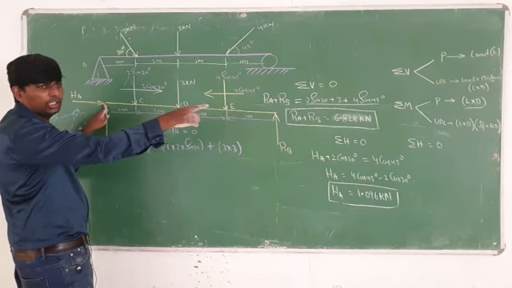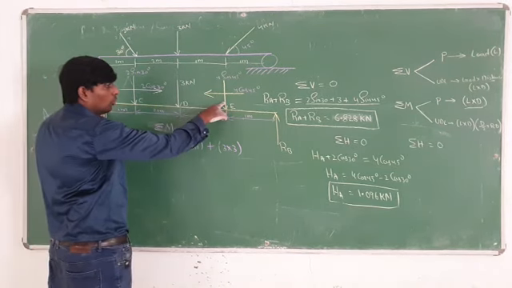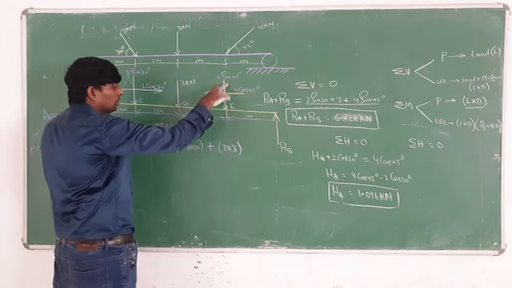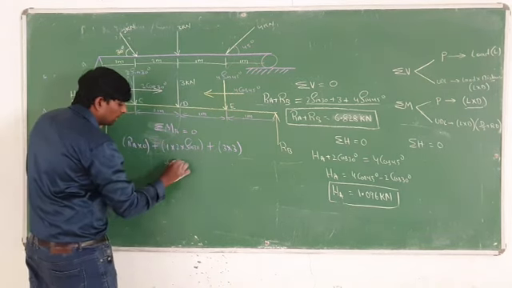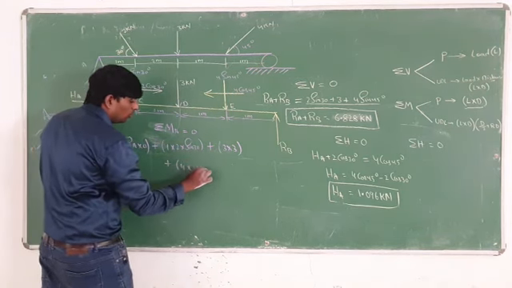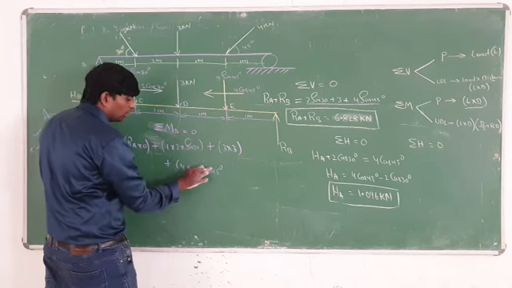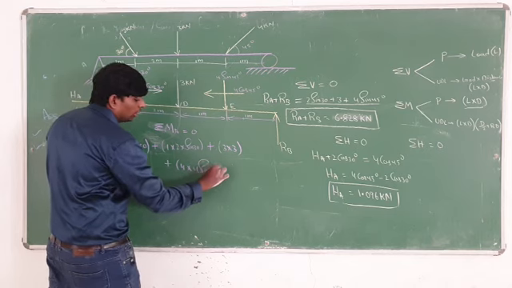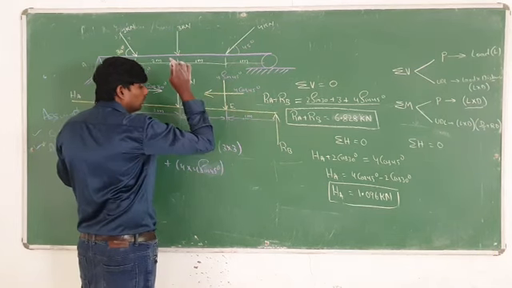Clockwise. What are we finding? Which type of load is it? What is the formula? How much is the load? How much is the distance? So here I will write plus 4 into 4 cos 45, sin 45. What is this? Sin 45. Then we see how it is coming.